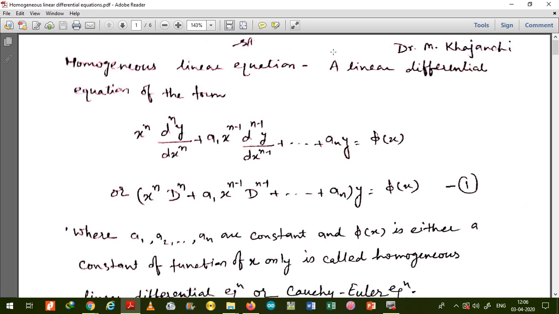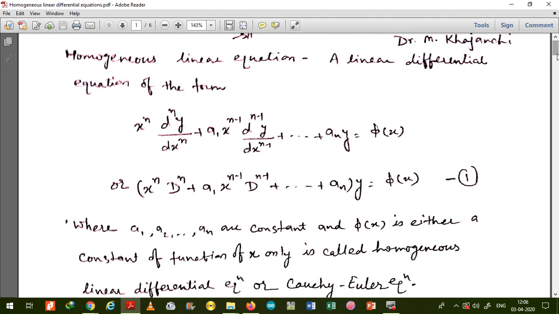Good morning, students. Today we discuss homogeneous linear equations. It's a part of the third unit. We have already discussed differential equations with constant coefficients. In this homogeneous equation, we convert a homogeneous equation into a differential equation with constant coefficients. Here, equation number 1 shows the standard or general form of a homogeneous differential equation, or homogeneous linear differential equation.